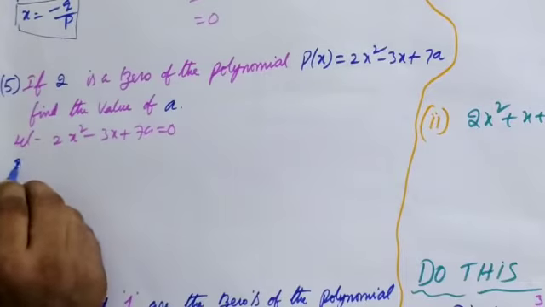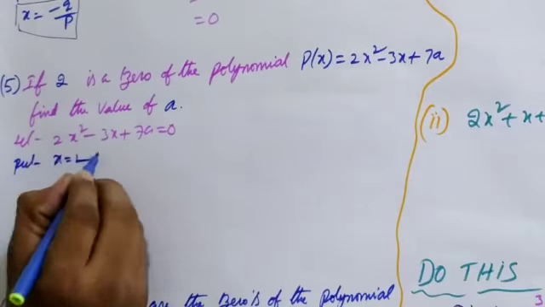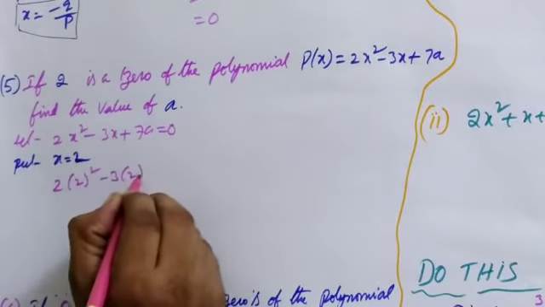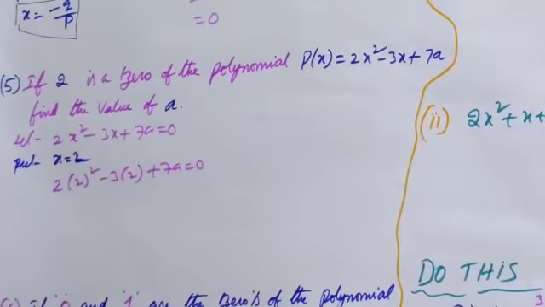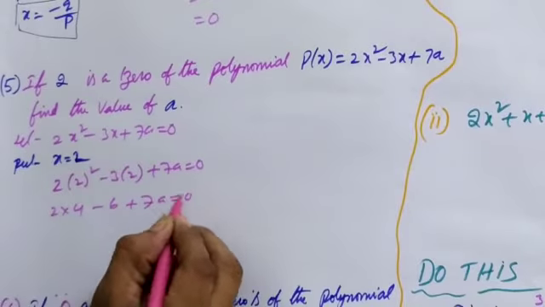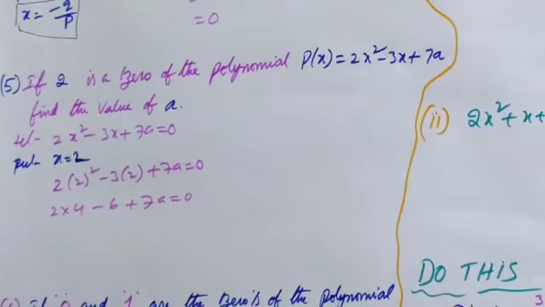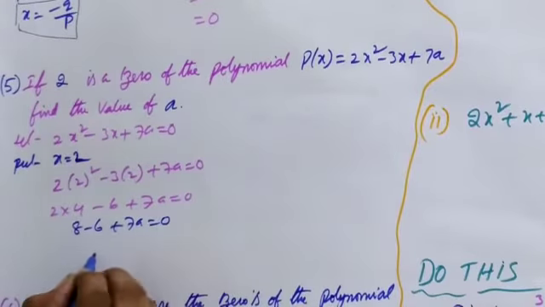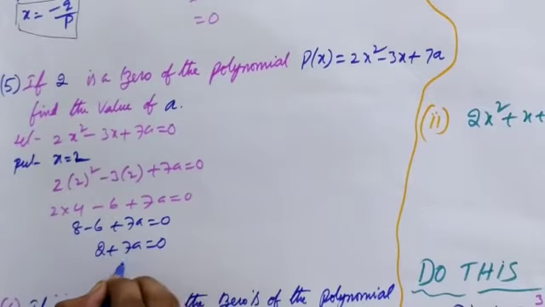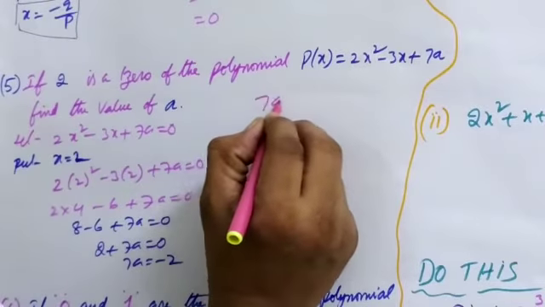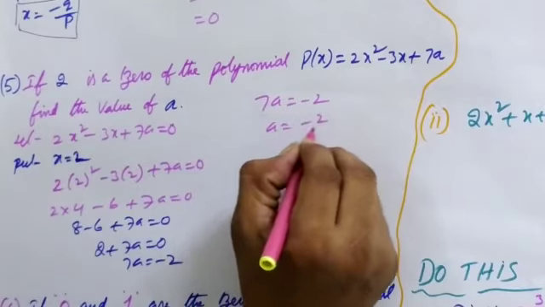Now put x is equal to 2. Replace x with 2: 2 into 2 square minus 3 into 2 plus 7a is equal to 0. Therefore 2 into 2 square means 4, minus 2 3s are 6, plus 7a is equal to 0. Now add the constants: 2 4s are 8, 8 minus 6 plus 7a is equal to 0. Therefore 2 plus 7a is equal to 0, so 7a is equal to minus 2. Therefore a is equal to minus 2 by 7.